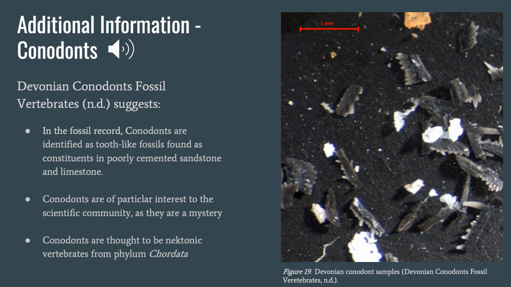Additional information, conodonts. Conodonts in the fossil record are identified as tooth-like fossils that are found as constituents in poorly cemented sandstone and limestone. They are of particular interest to the scientific community as they are kind of a mystery, I believe, because they're scattered between many differing depositional environments, which leads scientists to believe that they are nektonic vertebrates and from phylum Chordata.